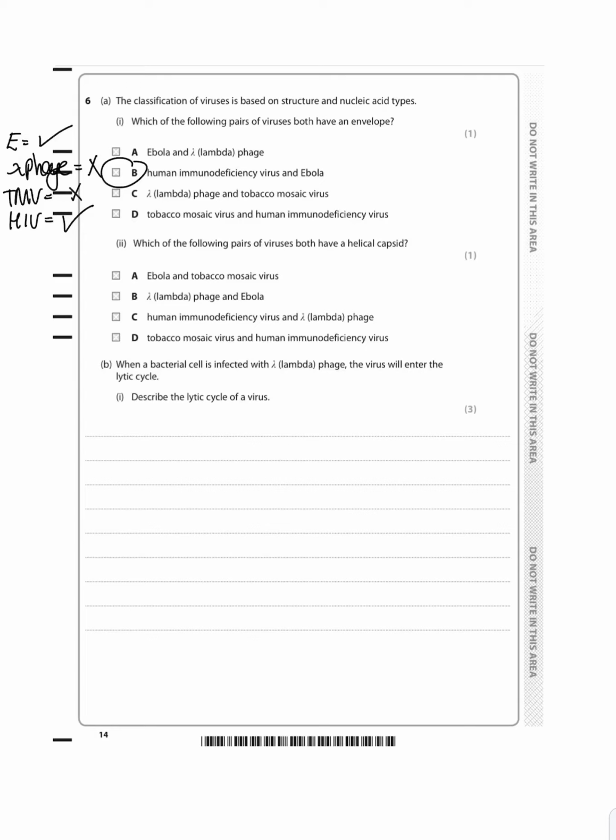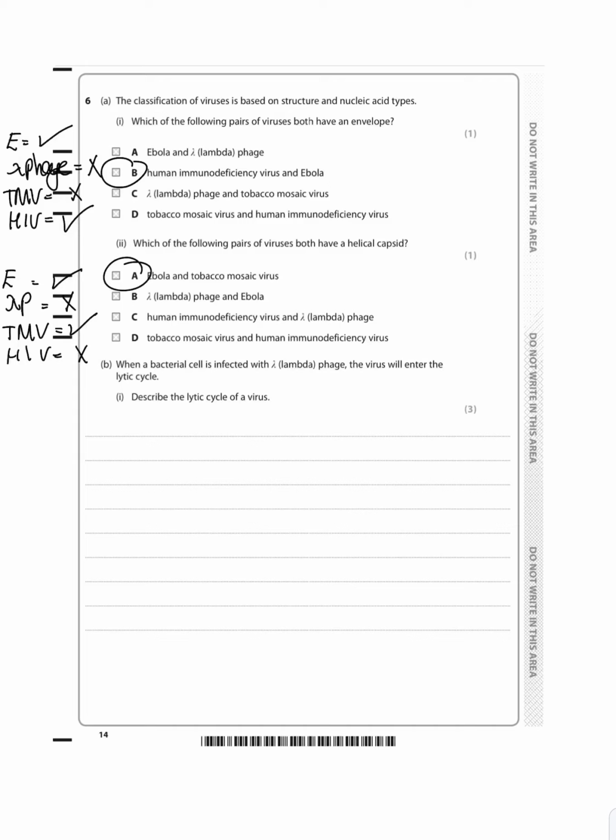Right. Which of the following pairs of viruses both have a helical capsid? Once again, if we write it, Ebola does, lambda phage doesn't, TMV does, and HIV doesn't. So the correct answer is A.